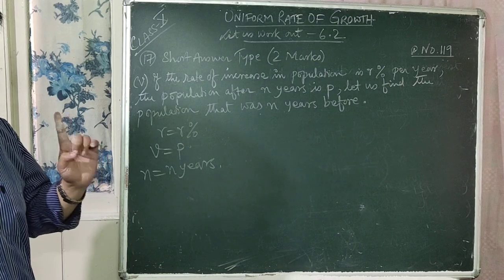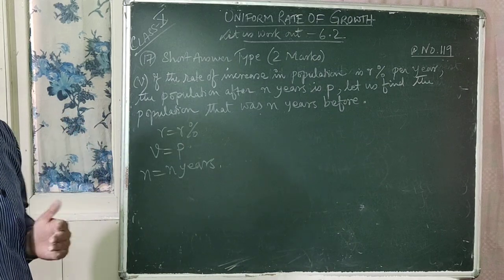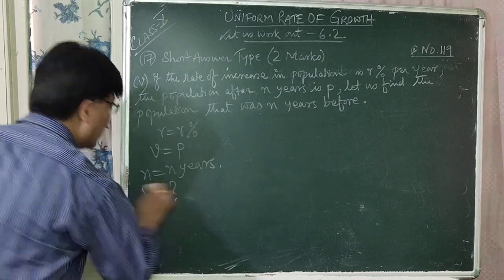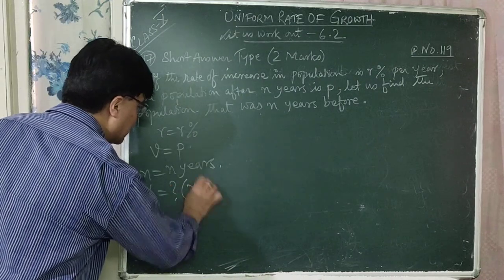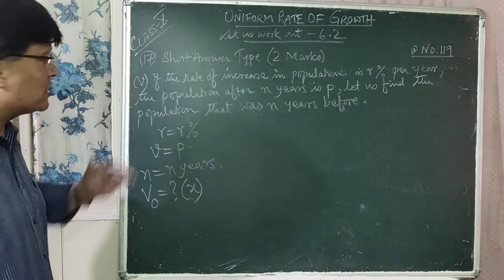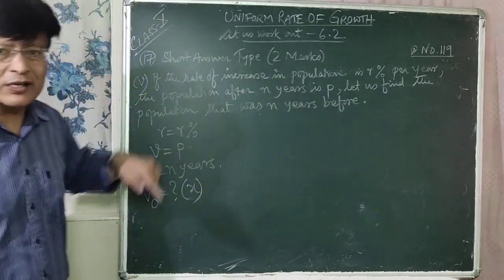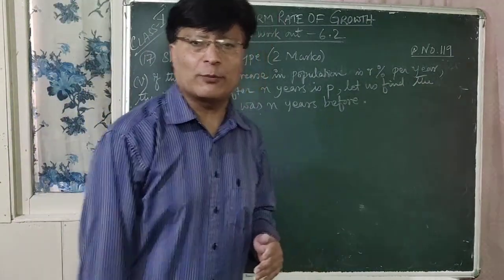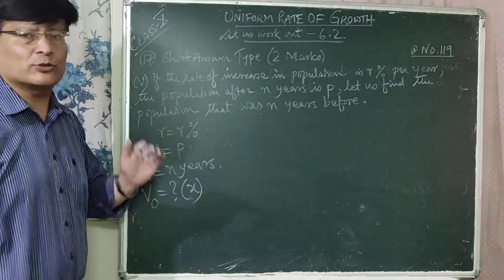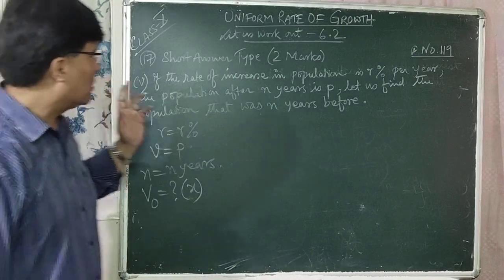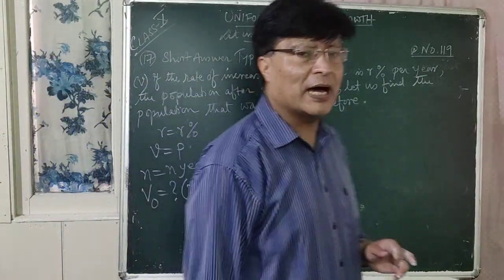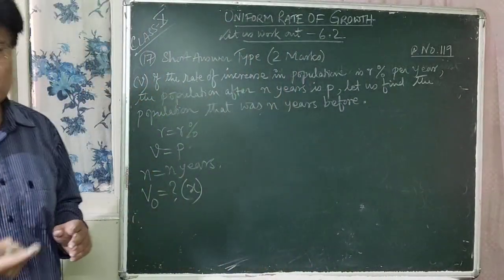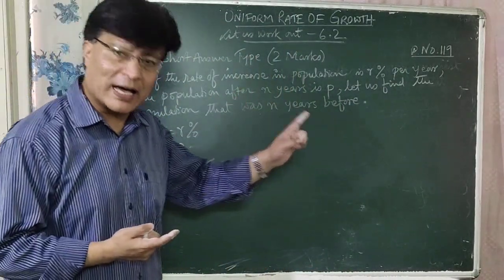That means you have to get the initial value, starting value, right? That means V0 is equal to question mark. Let us assume it as X. Suppose the population that was n years before was X. So in this case, we have to use the formula again. But in this case, you should write down plus sign because the rate of increase in population is R% every year.